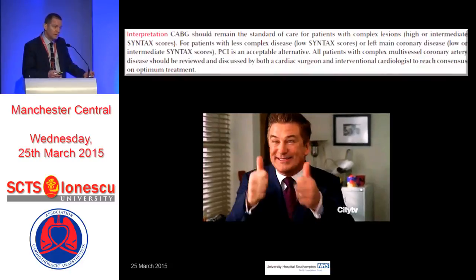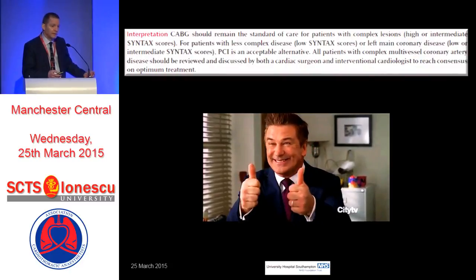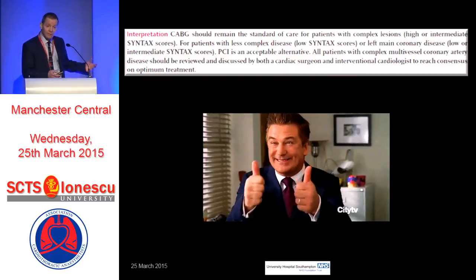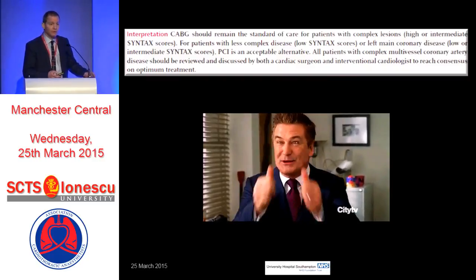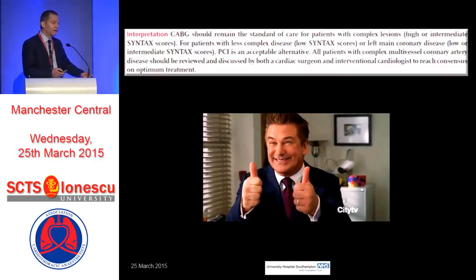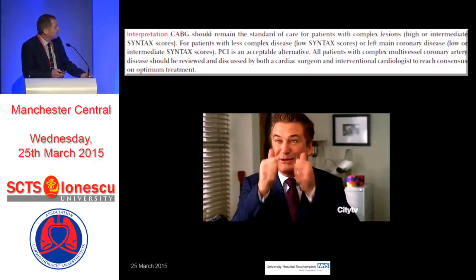And I wholeheartedly agree with that conclusion. I still do. I think if you have a very high SYNTAX score and you can have bypass surgery, then you're better off having bypass surgery, and that's the way I practice. And we're very lucky in Southampton to have excellent surgery.